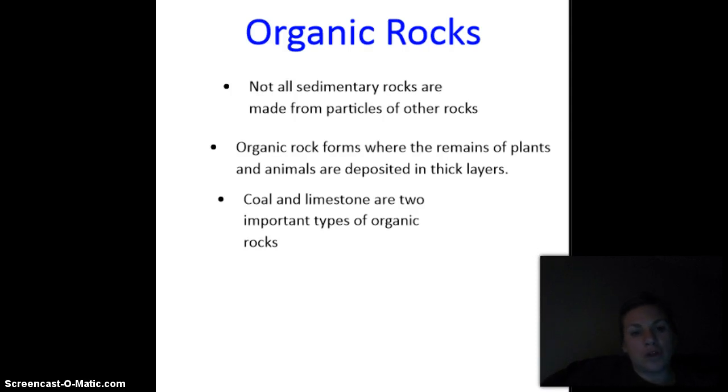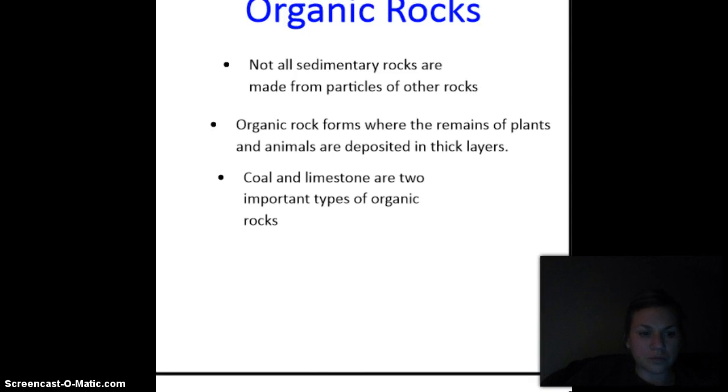Coal and limestone, they're 2 important types of organic rock. They're probably our most popular ones that we're going to discuss and you need to be familiar with in class. Limestone is really pretty interesting. We're going to talk about that and where you can find that as well. So let's look at coal here.